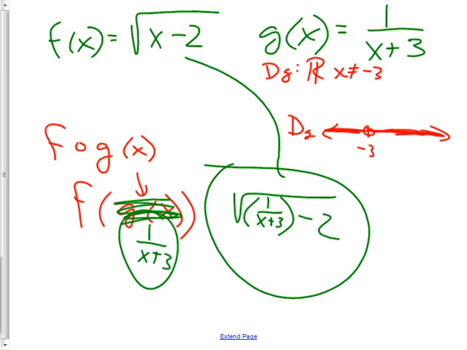Then I look at this other function I just created, this new Frankenstein thing here. And I ask what its domain is. Is there anything that would crash that? Yes, there is. There's lots of things.